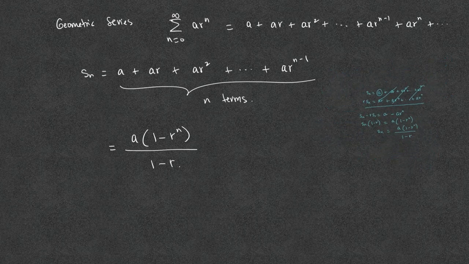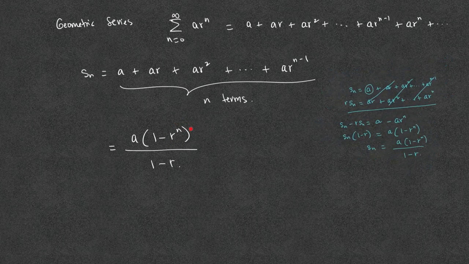Notice that if the absolute value of r is less than 1, then r to the n power goes to 0, so the numerator is a. That is why as n goes to infinity, S sub n is the sum a over 1 minus r, only if the absolute value of r is less than 1. But again, if we are interested in the finite sum, then it doesn't matter what r is. The sum of the first n terms of the geometric series is always a times 1 minus r to the n over 1 minus r, regardless of what r is.